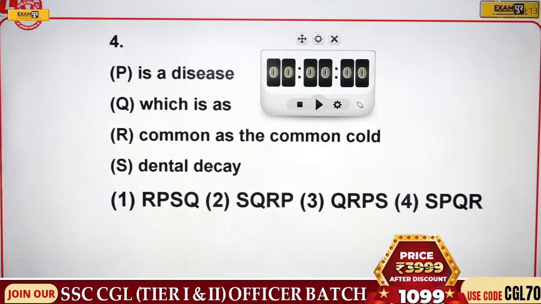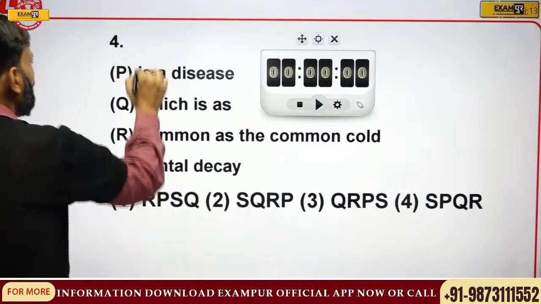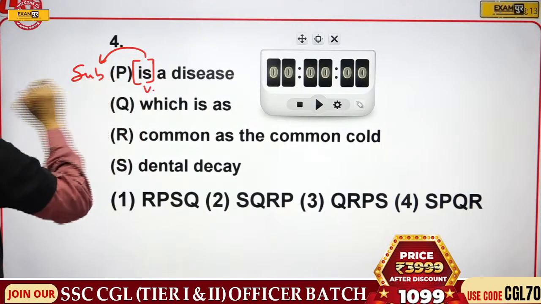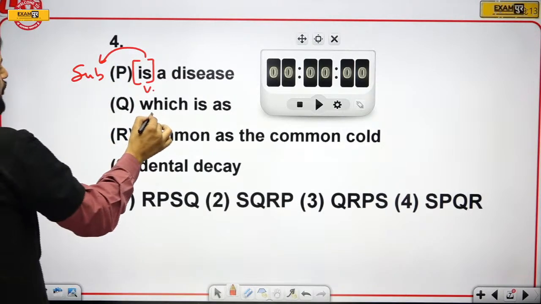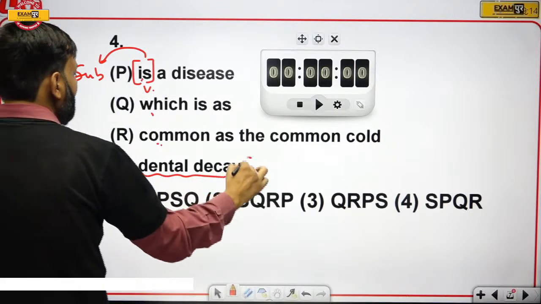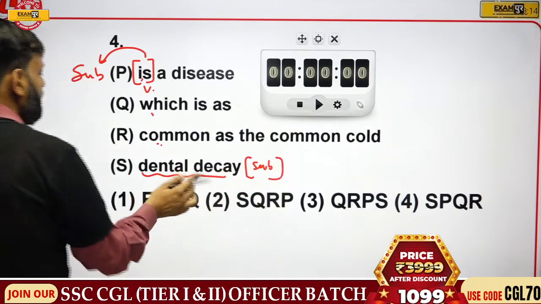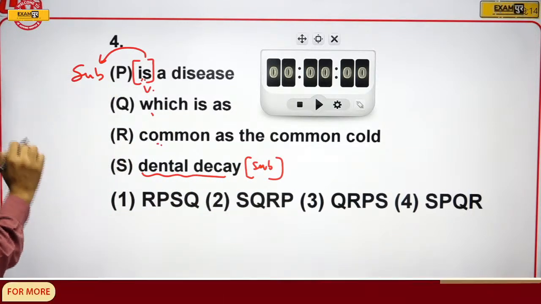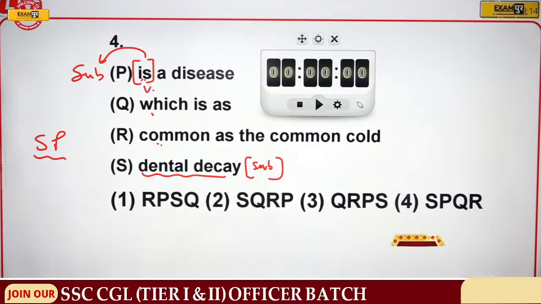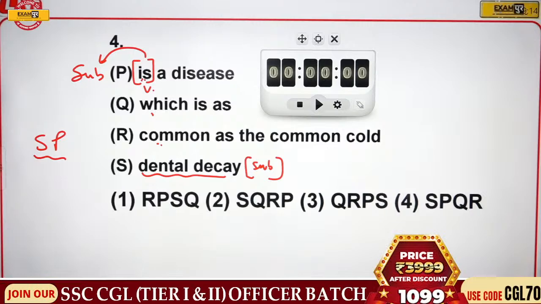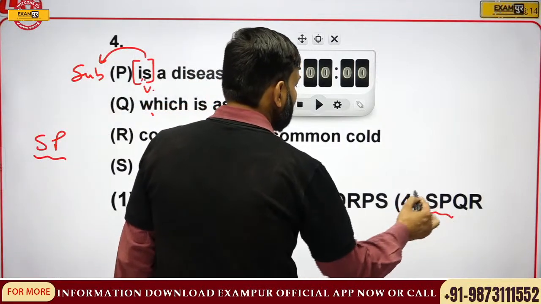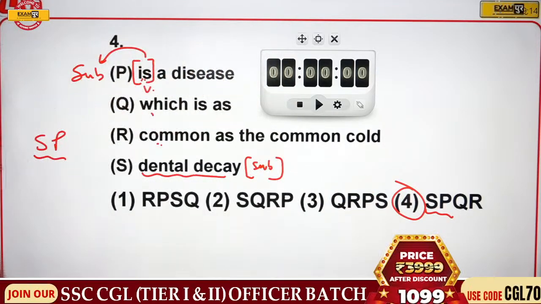See, here we have a verb, and we all know that a verb needs a subject. Common cannot be the subject of is. Dental decay, this is the subject. So dental decay is the subject of this verb. It means S has to be followed by P. Only one option is there where S is followed by P.